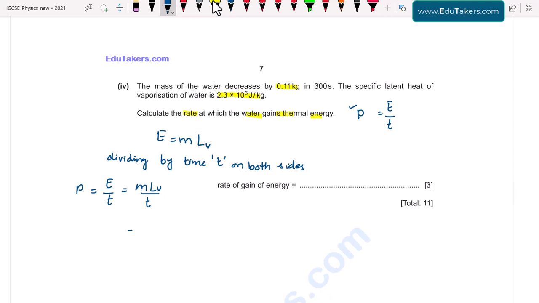So by putting values, mass is given 0.11 multiplied by the latent heat of vaporization 2.3 × 10^6, and time is given 300 seconds. So the rate becomes 840 watts. So I write here 840 watts. Here we calculate power. The unit of power is watt. Its unit is not joule, because the unit of energy is joule, and here we are calculating power. That's why I write watt.